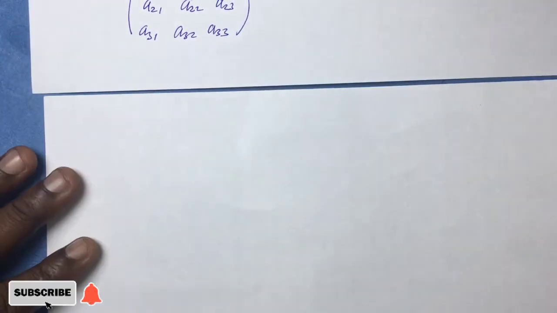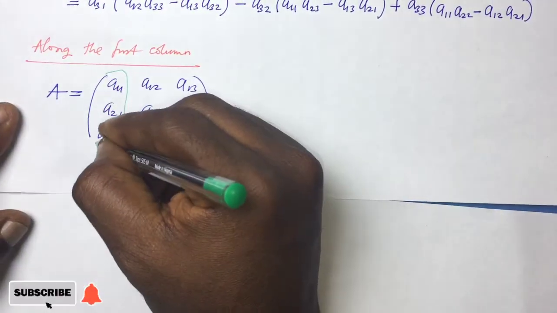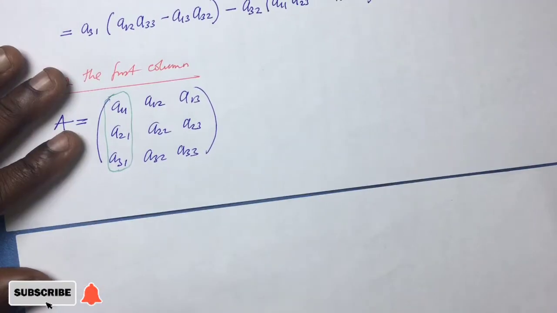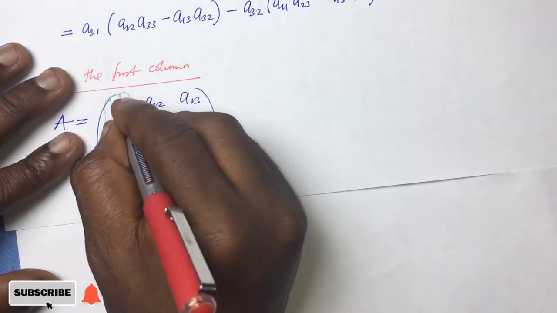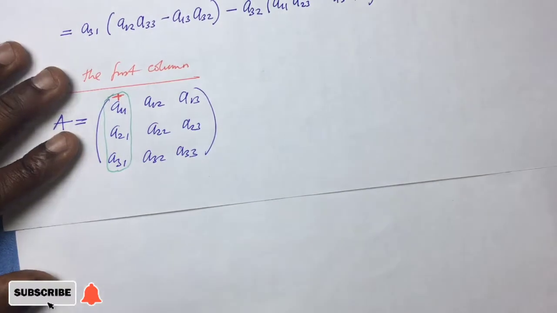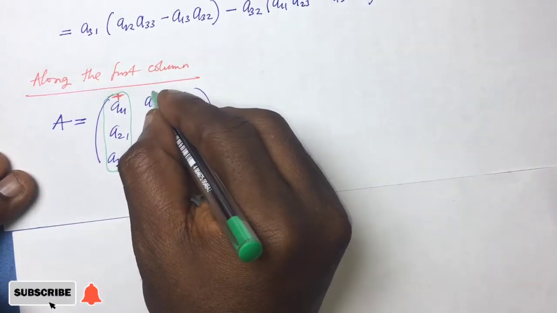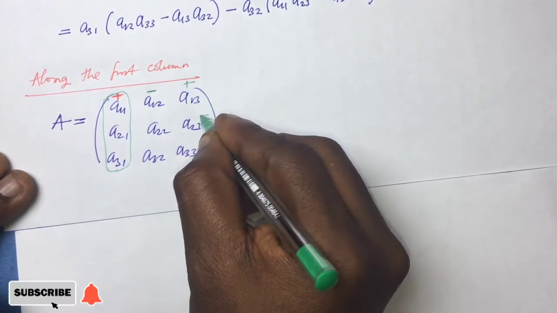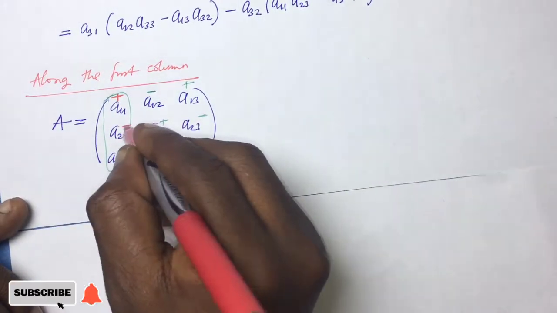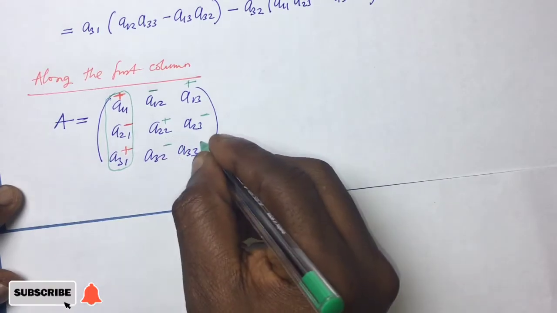You would start with taking this. The interest here is this column. When you take that column, it will give you this. Take note, the sign here is positive, this is negative, so the sign here is positive because it is the element that begins it. This is minus, this is plus, this is minus, this is plus, this is minus, this is plus, and this is minus, this is plus.